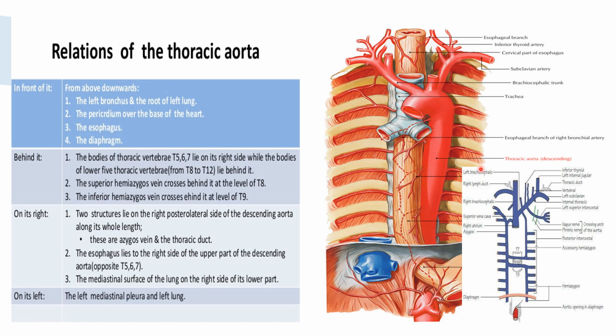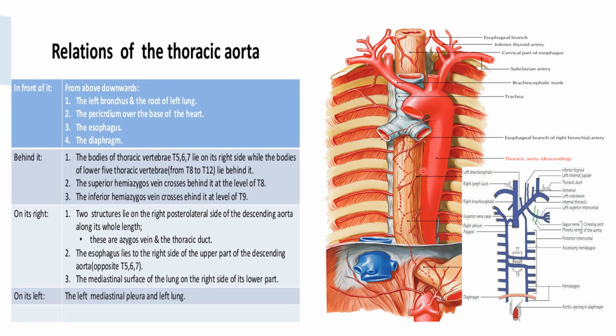Now on its right, two structures lie on the posterior lateral side of the descending aorta along its whole length. These are the azygous veins and the thoracic duct. The esophagus lies to the right side of the upper part of the descending aorta, opposite the T5, T6 and T7 vertebrae. The mediastinal surface of the lung is on the right side of its lower part. Now on its left, the left mediastinal pleura and the lung. So these are the relations of the descending thoracic aorta.